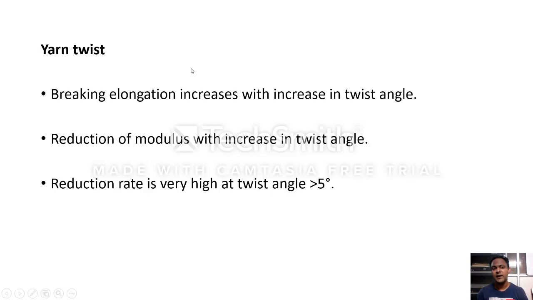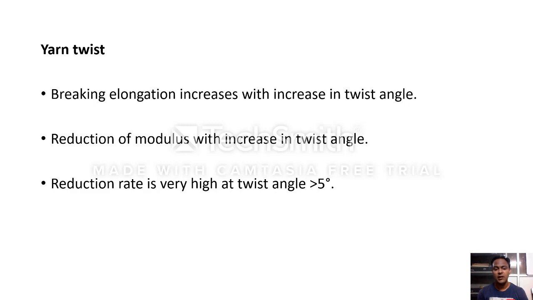Next important parameter is the yarn twist. Here, with the increase in the twist angle of a yarn, the breaking elongation also increases. And with the increase in the twist angle, the modulus of the fabric will get reduced. So for an ideal ballistic protection, we do not want the breaking elongation to increase. The breaking elongation has to be reduced and the modulus should be higher. The modulus should not decrease. So the yarn twist should be kept low.